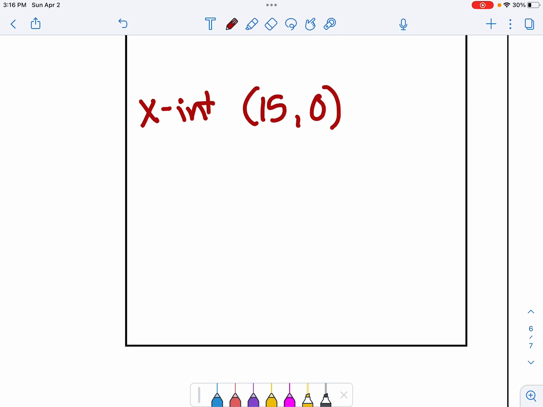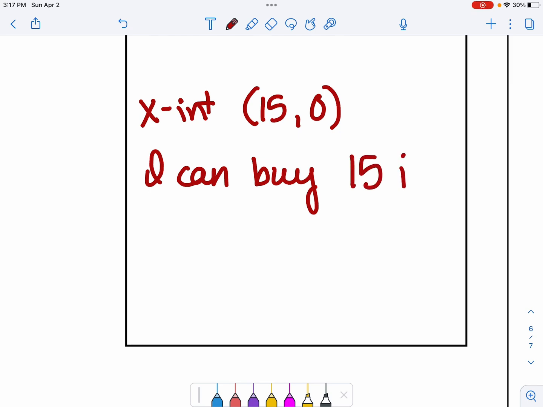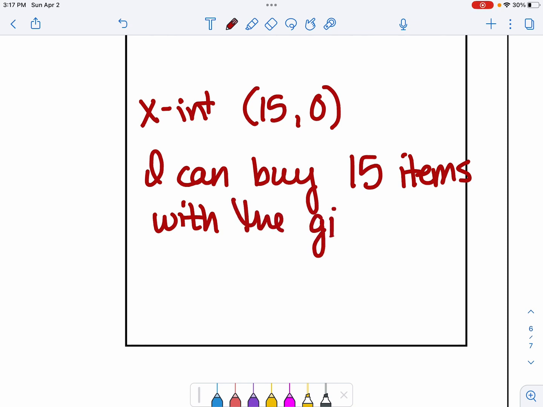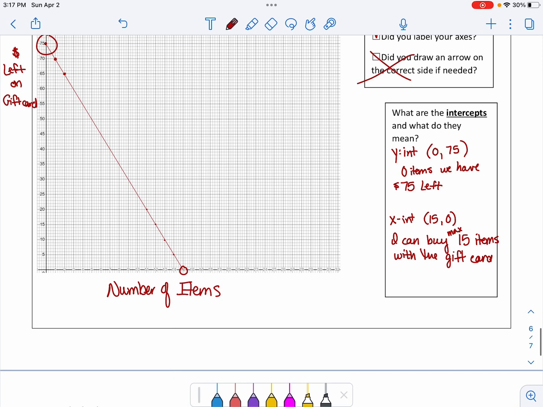Okay, so that's the maximum amount. So she can buy 15 items with the gift card. Maybe I should have put max. A maximum of 15 items with the gift card. Okay. What was your question and comment?